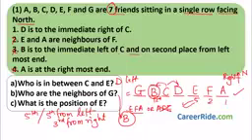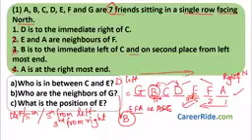This is first, second and third from right. Or there can be options like between D and F, between C and E, between B and C. So E lies between D and F. There are 4 ways in which we can express the position of E: between D and F, third from right, and fifth from left.